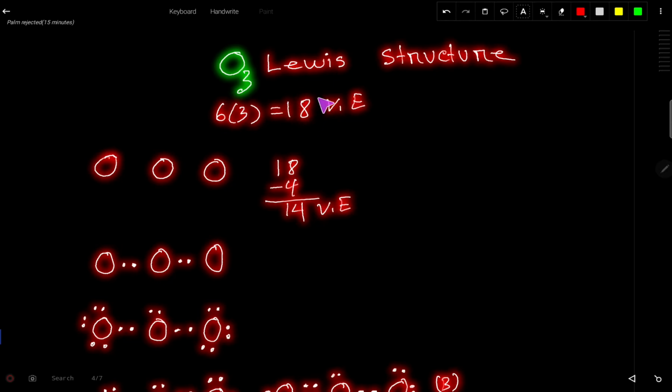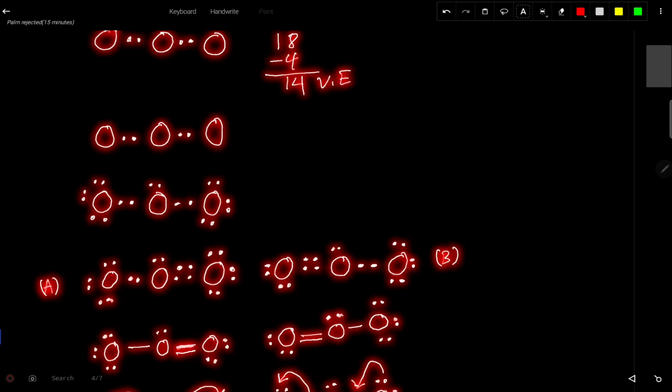These 18 valence electrons have 2 tasks at the same time. The first task is to connect these 3 atoms together, and the second task is to satisfy the octet for all the oxygen. So we need to first connect these 3 oxygen. To connect these 3 oxygen we have used just 4 valence electrons, right? So out of 18 we have used just 4, so we have 14 valence electrons left, right?